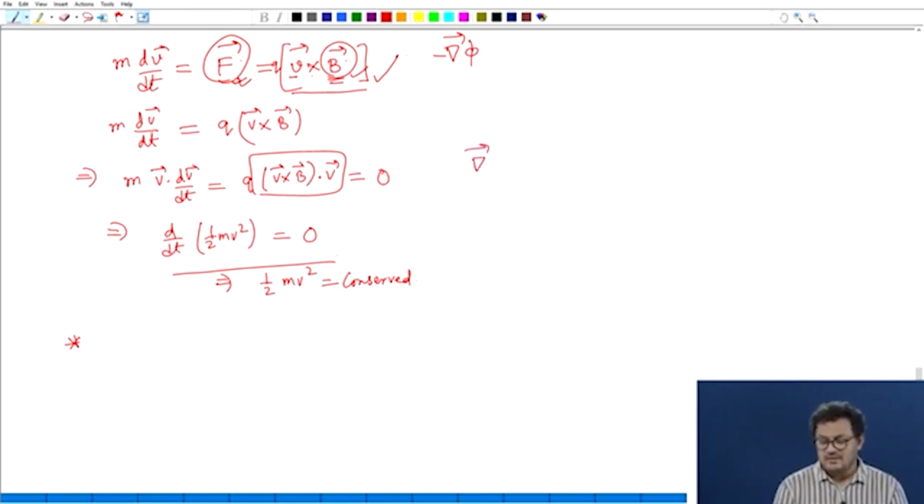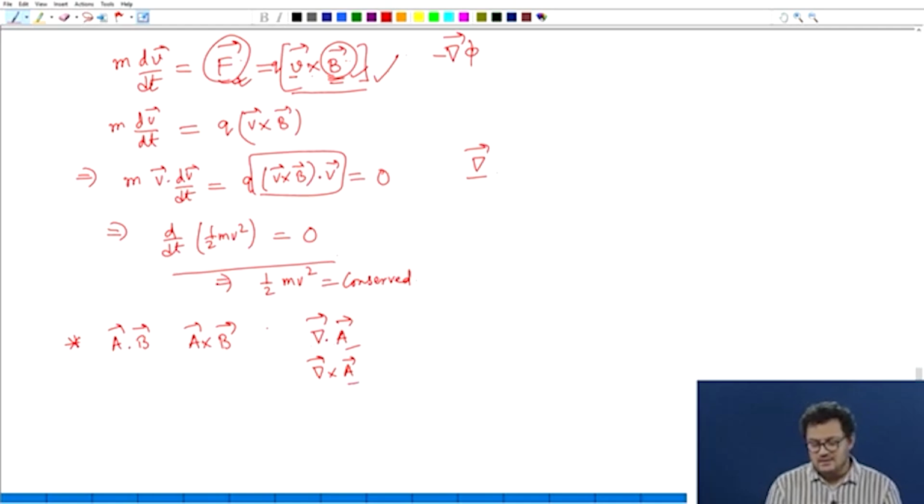this nabla operator is a vector operator. So, just like a dot b and a cross b, the nabla operator can be used to define these two quantities, nabla dot a and nabla cross a, where a should be a vector. And since this is a partial differential operator, if it is written this way, then this is nothing but del ax del x plus del ay del y plus del az del z.